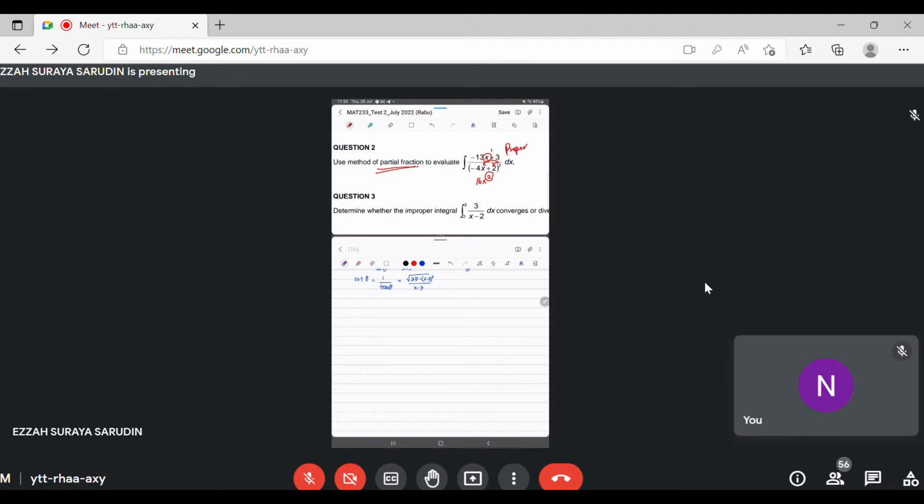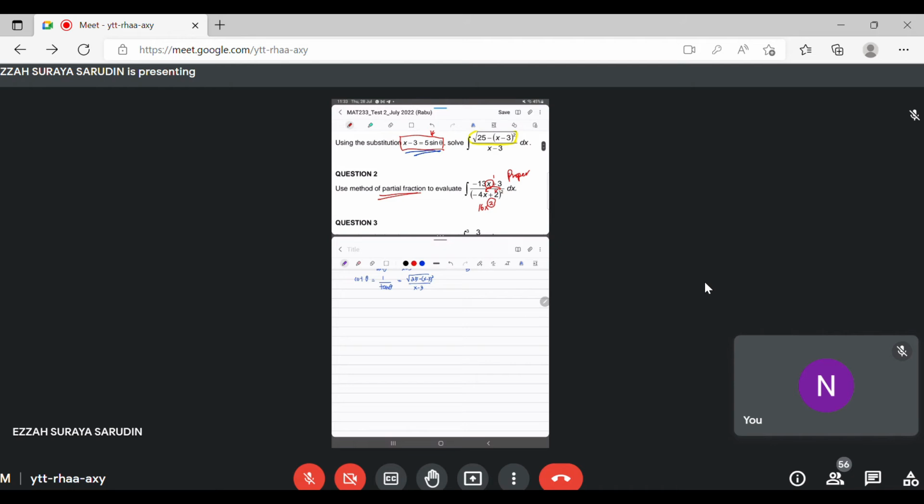But if, for example, 13x plus 3 over negative 4x plus 2 squared, and I add x to the numerator. So we have 13x squared plus 3 over negative 4x plus 2 squared.